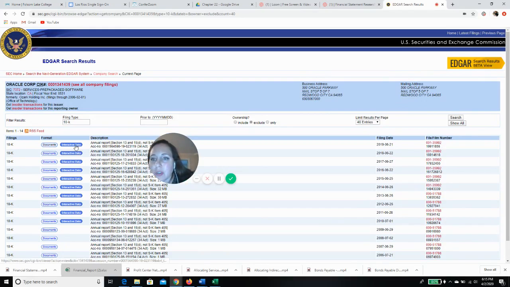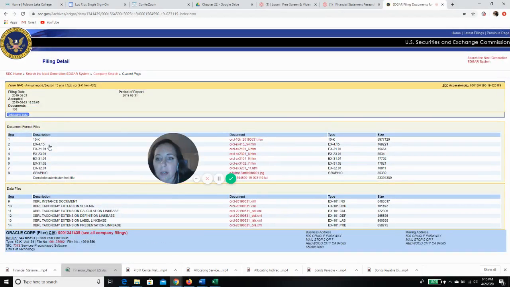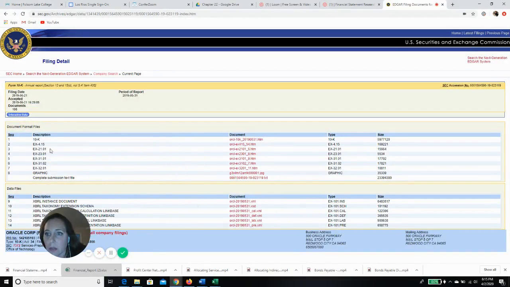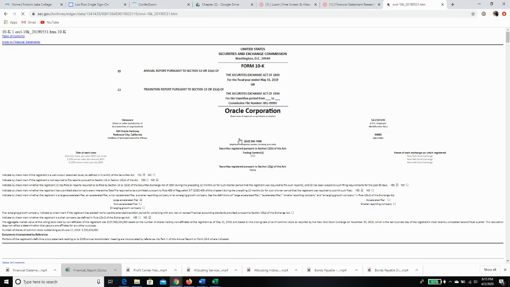Remember last time I had you go to interactive data to download your financial statements? Now I'm going to have you go to documents instead. And you're going to get the full text version of your 10K. Okay. So here's my 10K. It's this top one here. So I'm going to open that up. All right. So now I have my 10K.